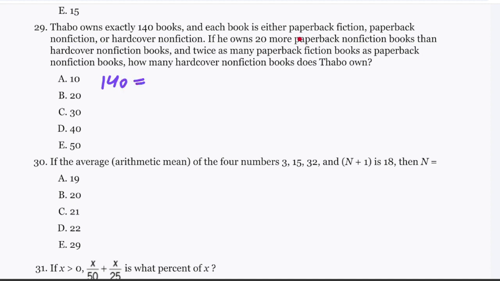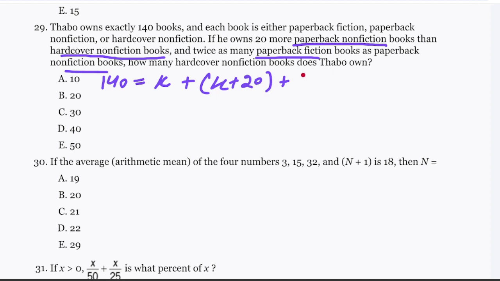Let's say the hardcover non-fiction books are X and paperback non-fiction will become X plus 20, and he said twice as many paperback fiction as paperback non-fiction, which is X plus 20. That means twice of X plus 20. Is this point clear?